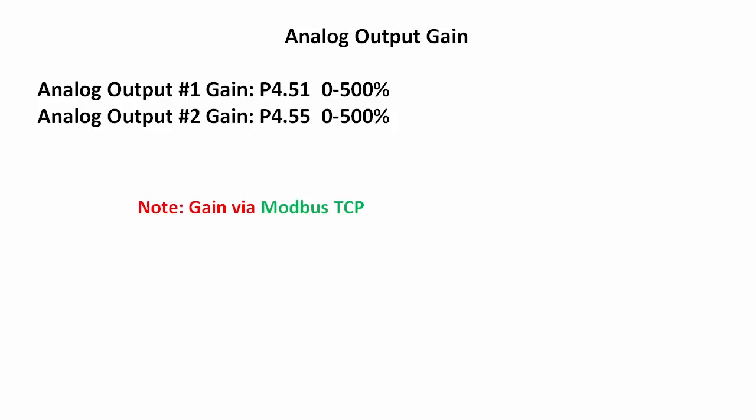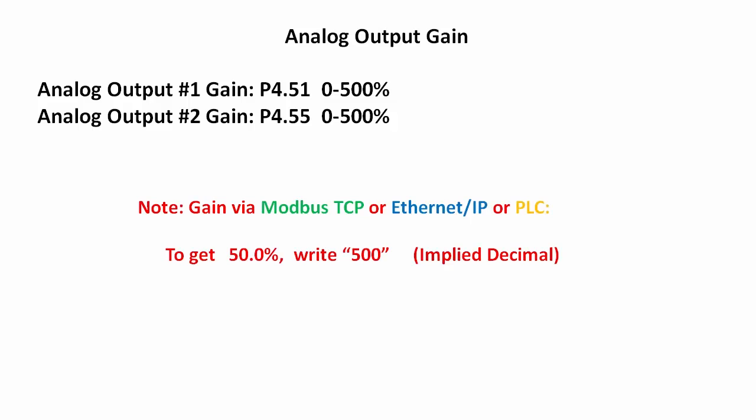One side note: if you're writing this value from Modbus TCP or Ethernet IP using one of the optional COM cards or the integrated PLC, note that there's an implied decimal. So to get 50%, you would write a 500. To get 500%, you would write a 5000.